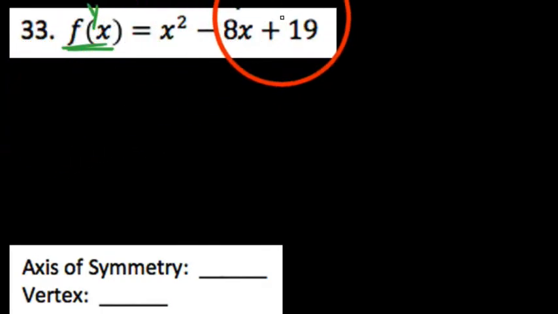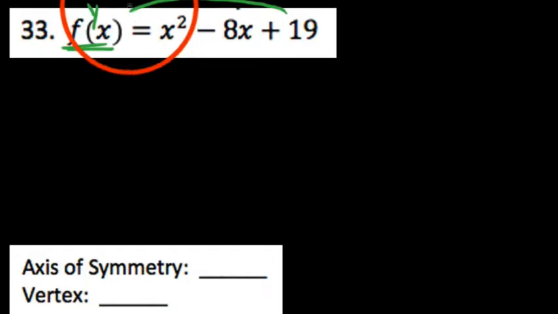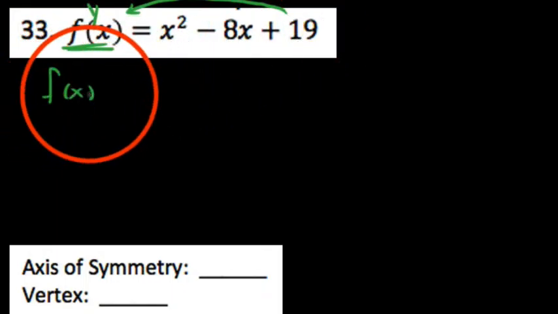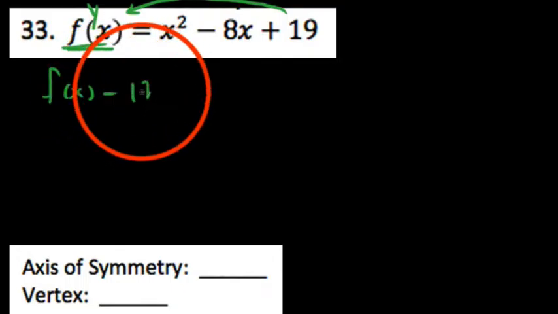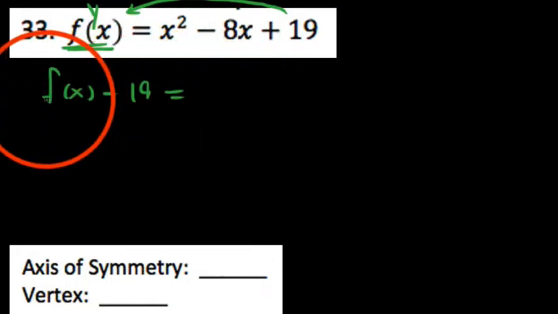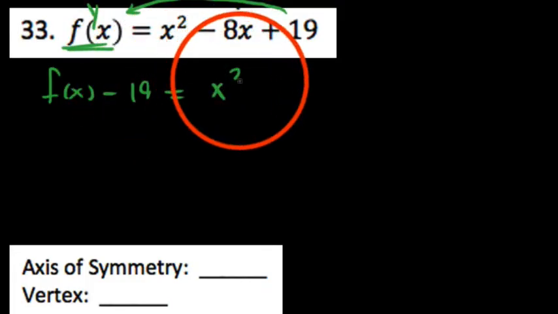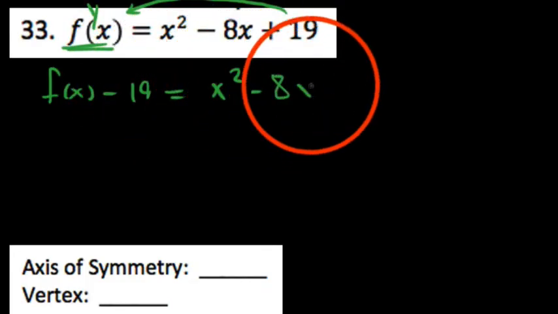But let's go ahead and start with our completion of the square. What we're going to do is boot this loose constant on the right side, and of course we're going to place in its place the constant that we would rather have. So if I were to subtract the 19 over to the left, we'd have f of x minus 19, and what this would be equal to is x squared minus 8x.